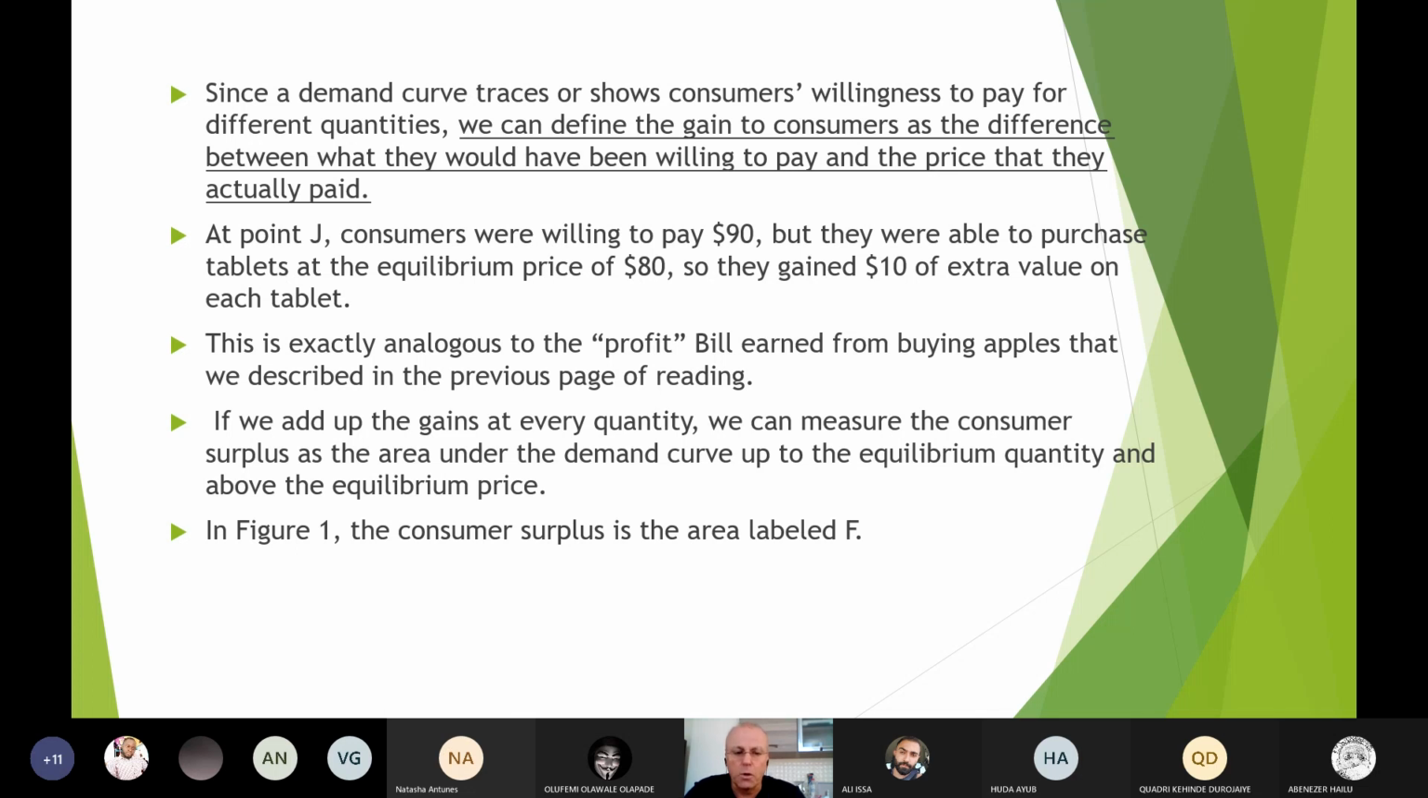And this is, of course, good for the economy, because the consumer surplus is supposed to be enlarged when the equilibrium price is realized. And this is exactly analogous to the profit Bill earned from buying apples that we described on the previous page of the reading. In the given example, $80 is the preferable price, increasing the consumer surplus. If we add up the gains at every quantity, we can measure the consumer surplus.